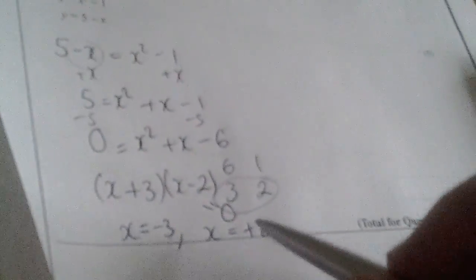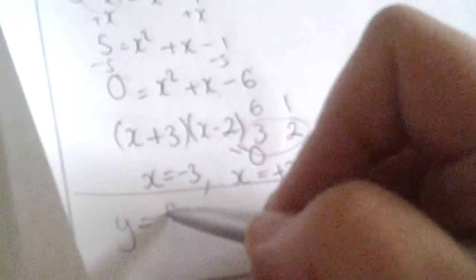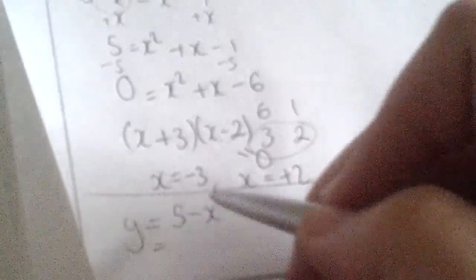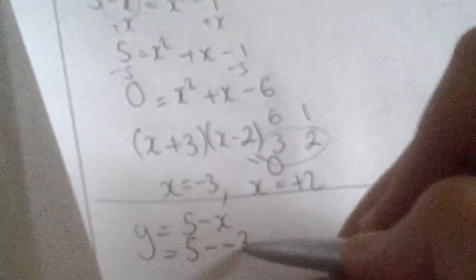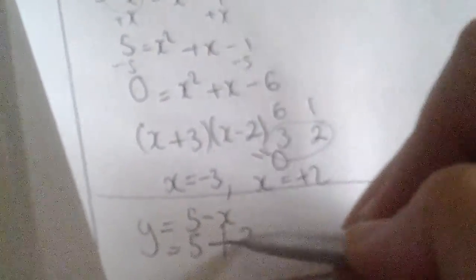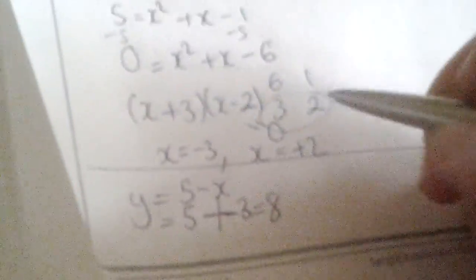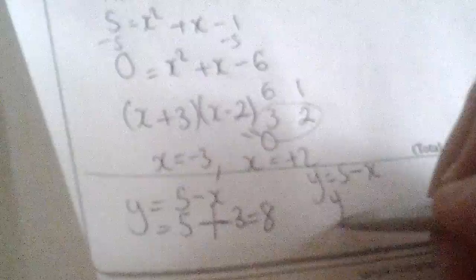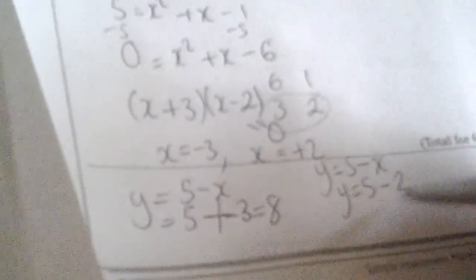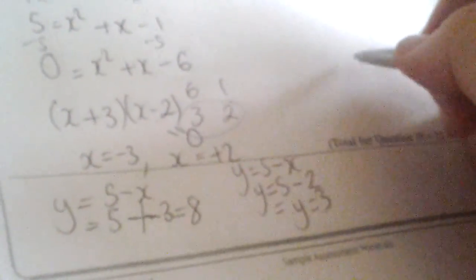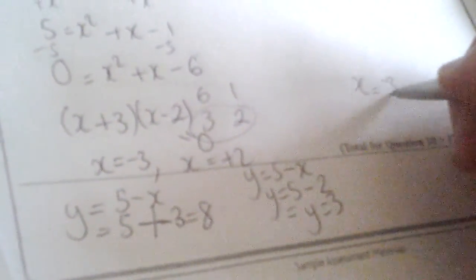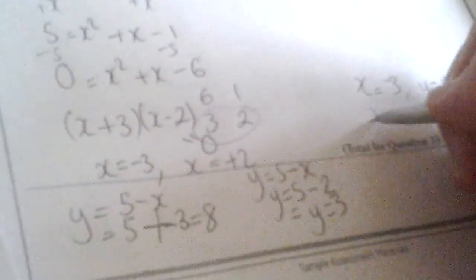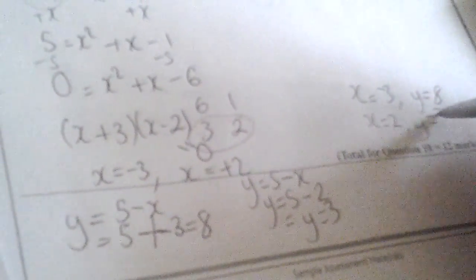If those are the x values, then I've got to go back and work out the y values. y is equal to 5 minus x, so if it's minus 3, it's 5 minus minus 3. This, 2 minuses become a plus, so that's 8. This one, y equals 5 minus x, so y equals 5 minus just 2 in this case, so y is 3. So my two pairs, the reason they've given you two lines, is you've got x equals minus 3, y equals 8, and x equals 2, and y equals 3.